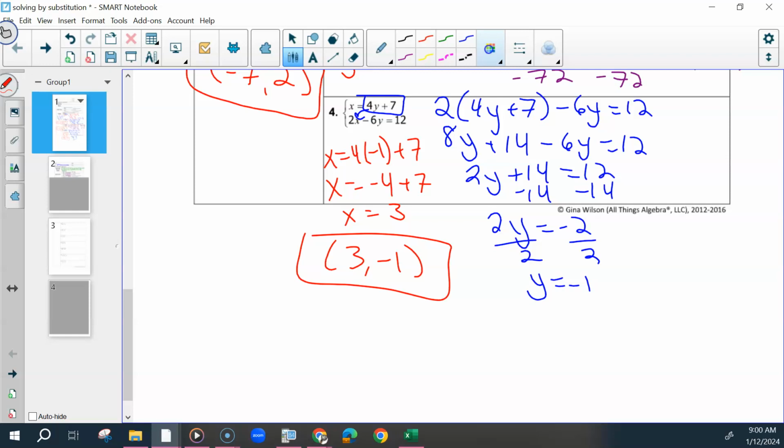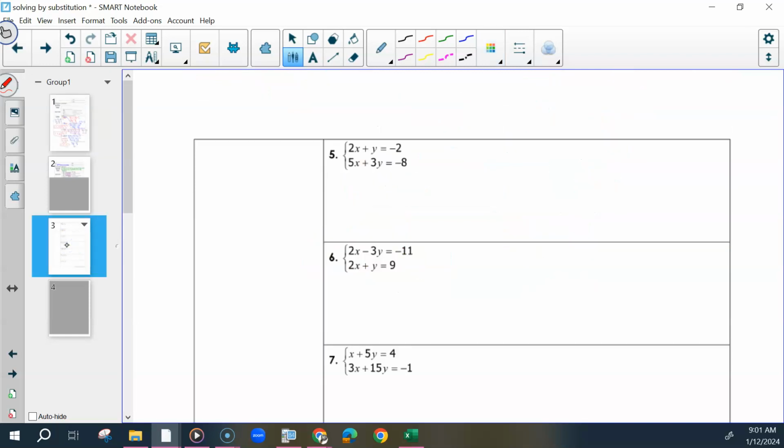Once you are finished with that one, turn it over to the next page, or to the back. Do we have any questions on how substitution works so far? What's different for number 5 than the ones we've been doing? We have to solve one of the equations for a variable. We need to come back to that.